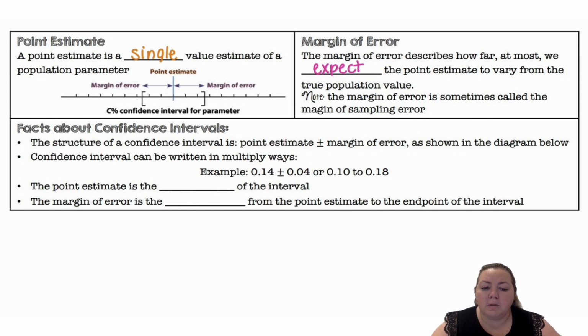Confidence intervals can be written in multiple ways. You could keep it as an expression, so 0.14 plus or minus 0.04, or you could solve it: 0.14 minus 0.04 gives me 0.1, and 0.14 plus 0.04 gives me 0.18, so 0.1 to 0.18. The point estimate is the midpoint of the interval, and the margin of error is the distance from the point estimate to the endpoints of the interval.